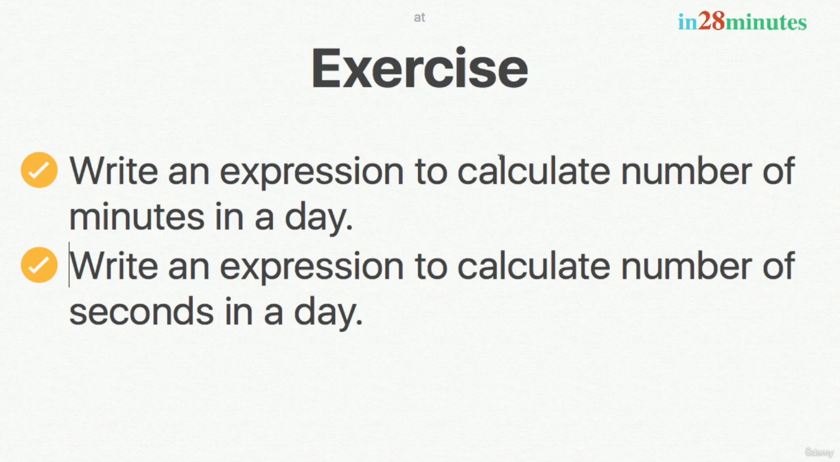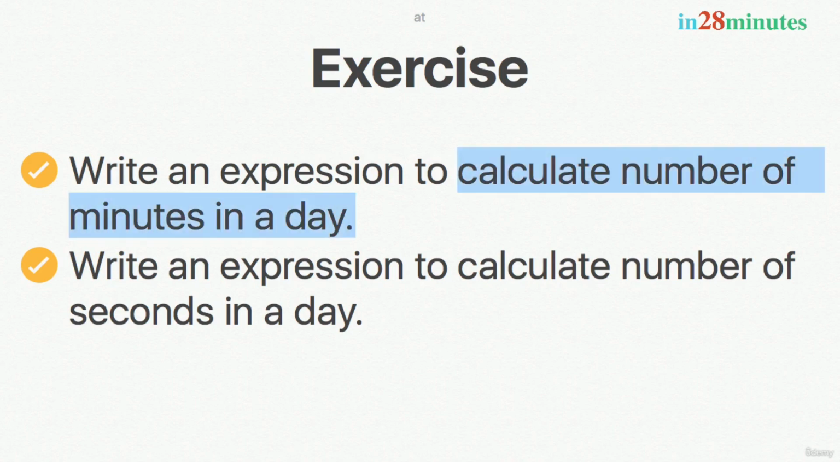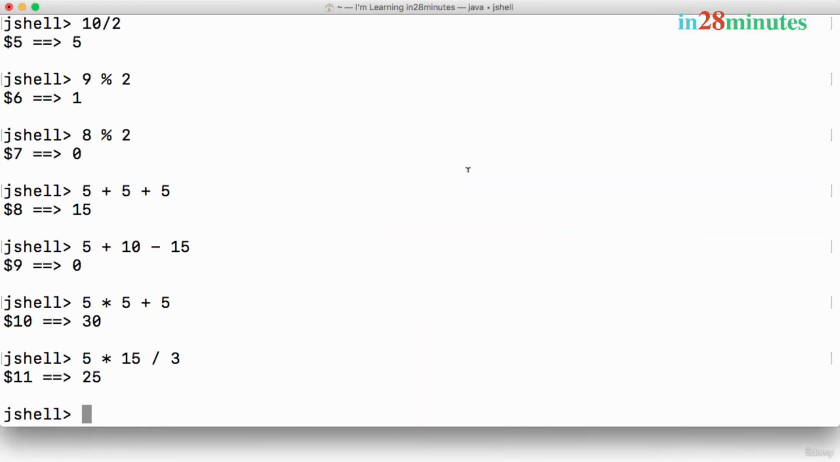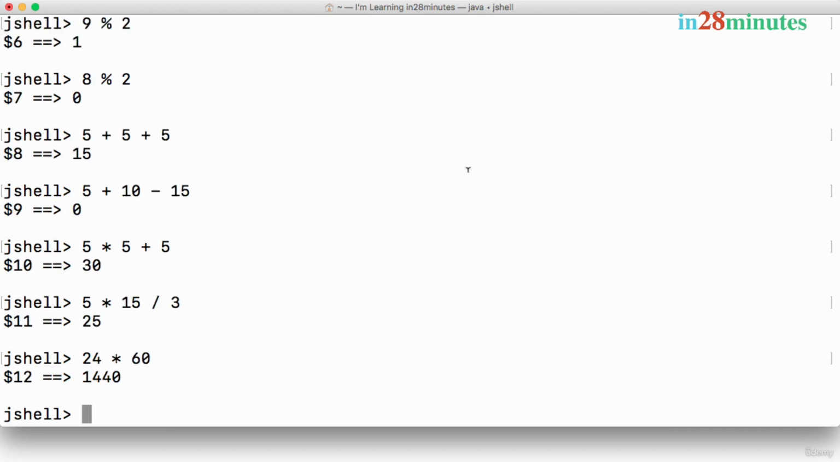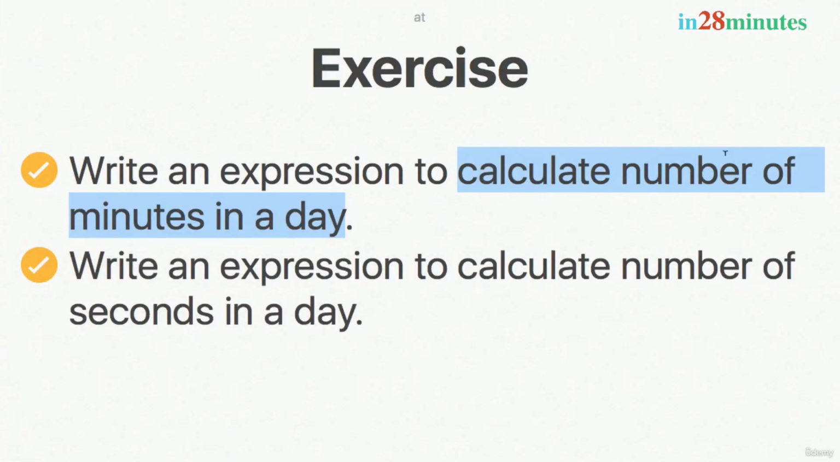Welcome back. In this video, let's solve the exercises that we talked about in the previous video. So we would want to calculate the number of minutes in a day. How do I find out the number of minutes in a day? So let's start with the number of hours in a day. The number of hours in a day is 24, and the number of minutes in every hour is 60. So 24 into 60, that's 1440. So that's the number of minutes in a day.